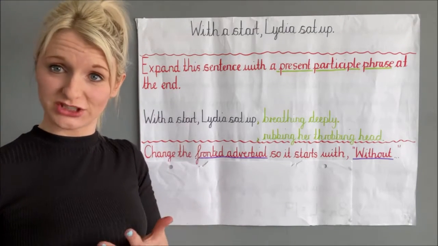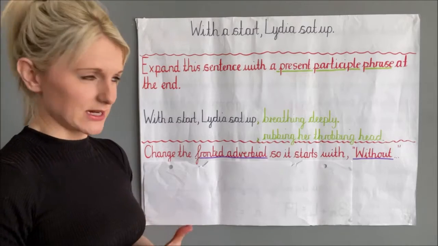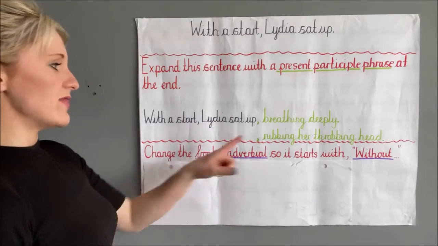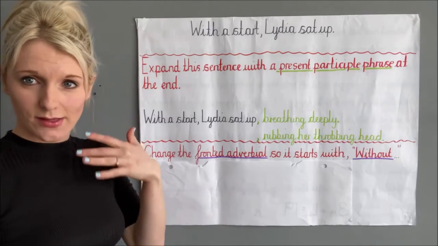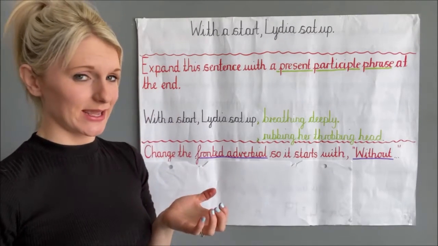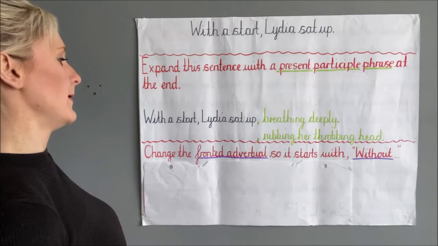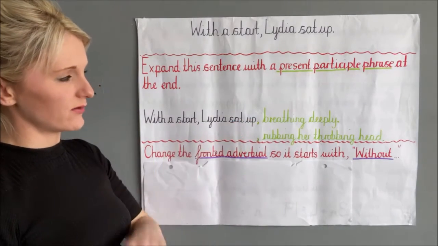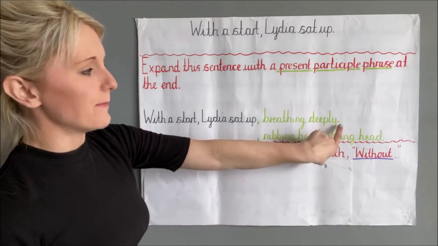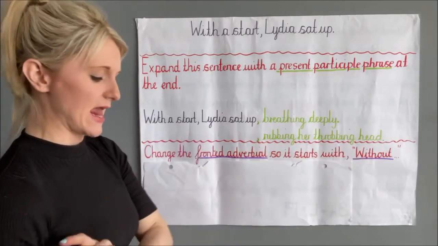So what was she doing when she sat up? She was breathing deeply. She's trying to get her breath back. And then I've given another example here of her rubbing her throbbing head. So this idea that she's got a bit of a headache from whatever's happened to her. You need to remember that you've got your comma to add your present participle phrase on, and then make sure you've got the full stop at the end.